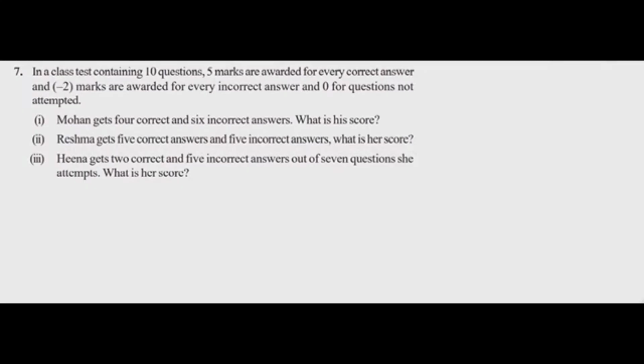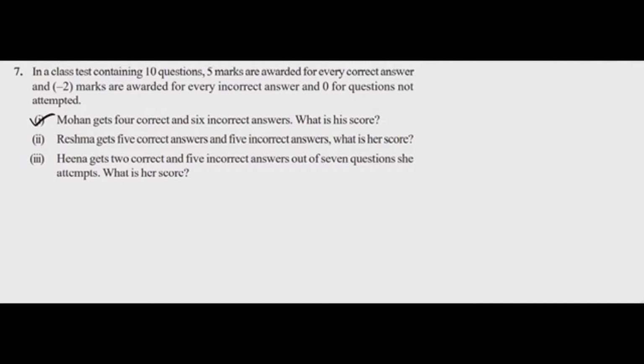Now coming on to the 7th question. Read this question carefully. In a class test containing 10 questions, 5 marks are awarded for every correct answer and minus 2 marks are awarded for every incorrect answer and 0 for questions not attempted. Attempt means attended. So of the total 10 questions, they are giving 5 marks for every right answer, reducing 2 marks for every wrong answer, and giving 0 marks for a question which is not attended. First we can do the first division.